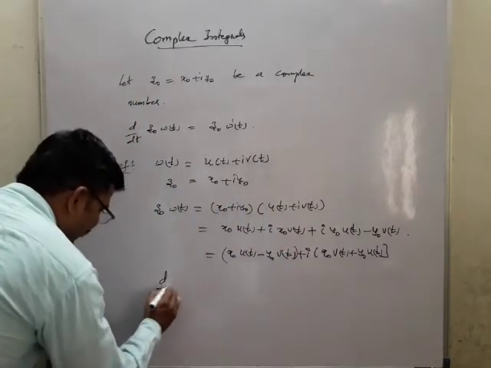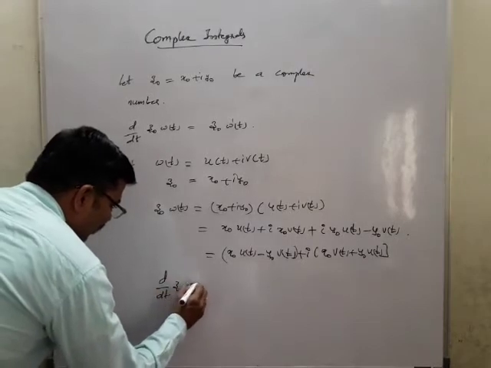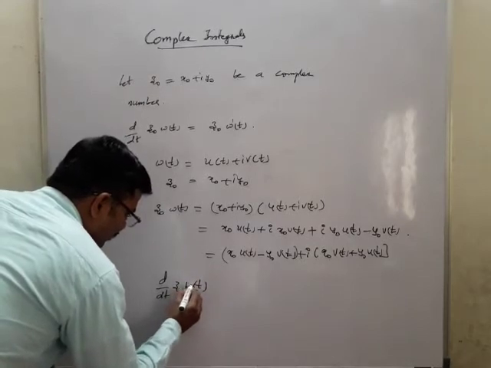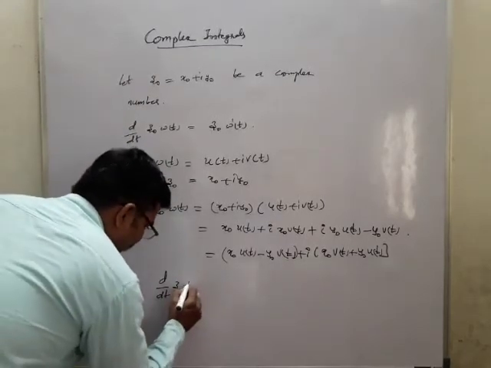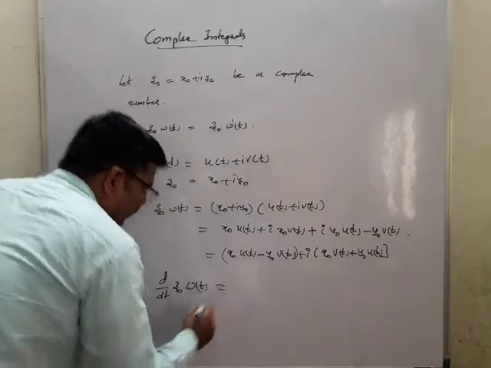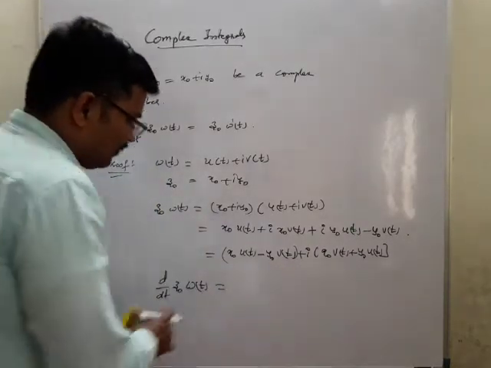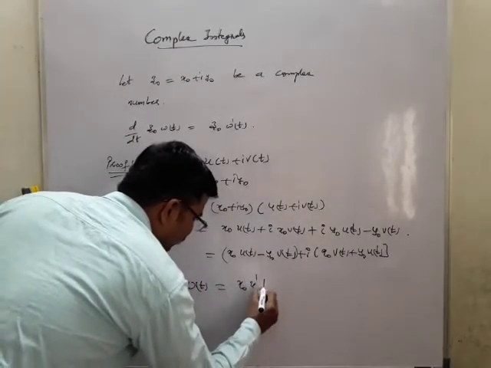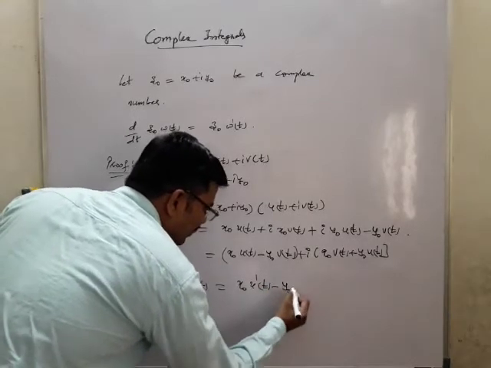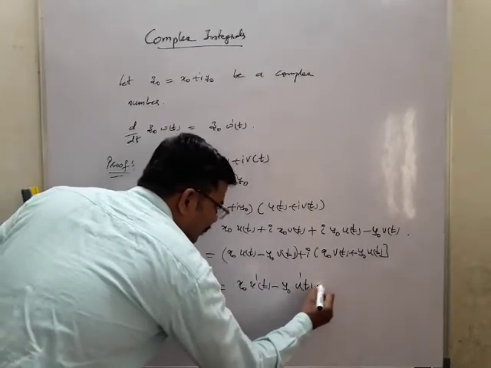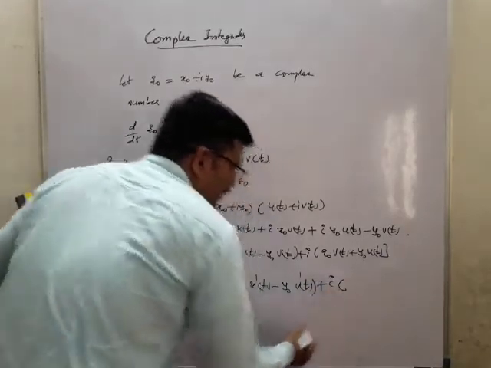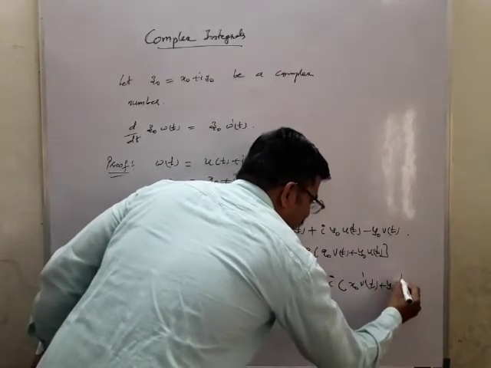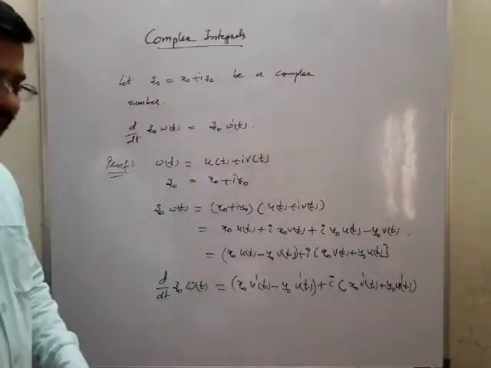Now if we want to calculate d by dt of z naught into W of t, it is equal to d by dt of this thing. So the real part and the imaginary part you will get as x naught u dash of t minus y naught v dash of t, plus i into x naught v dash of t plus y naught u dash of t. Now this is how you may get it.